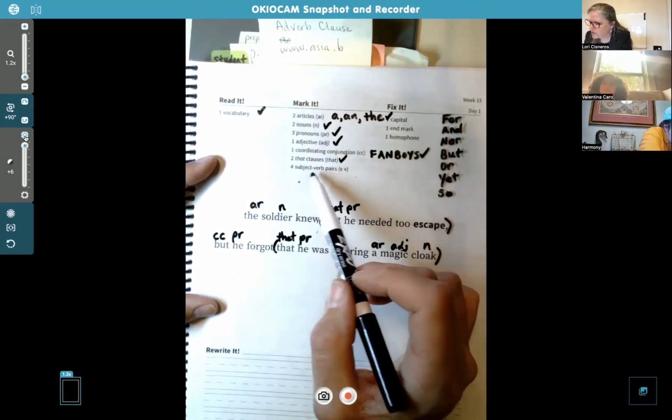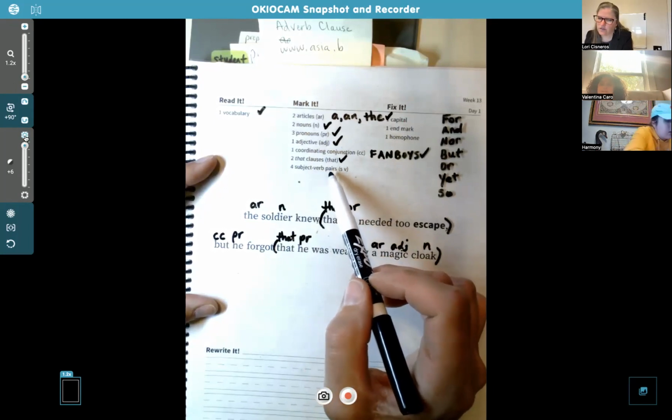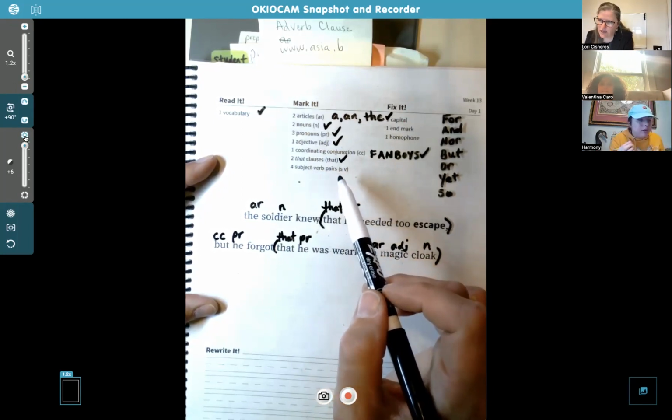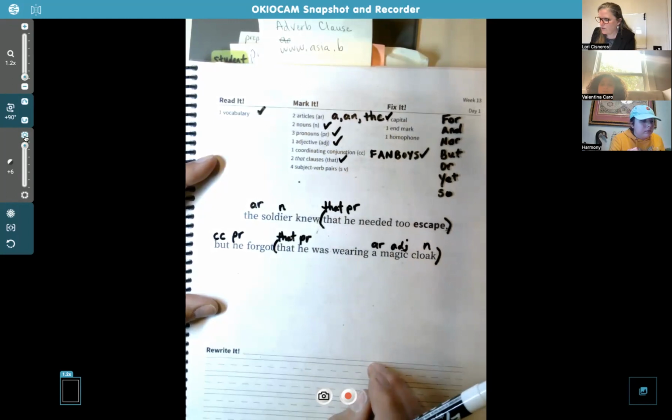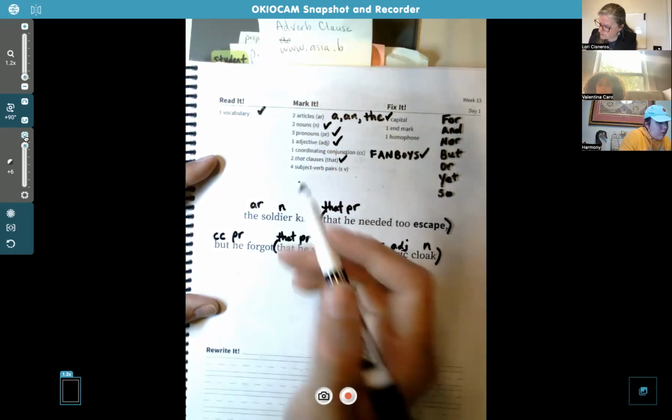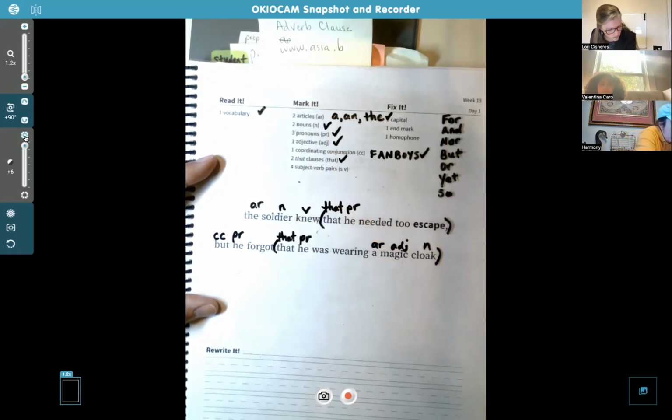Okay, almost done here. So now we need to look for subject verb pairs, and I always start with the verbs. It's a lot easier that way. So Harmony, think about action words and verbs. Where are the verbs in this sentence? Good. There's 1. What else?